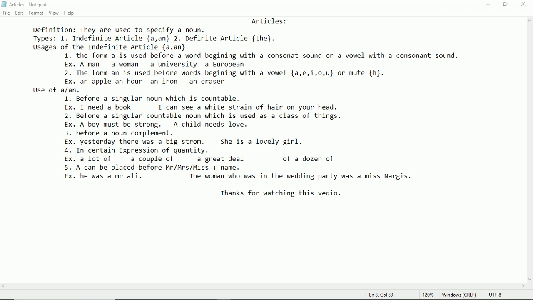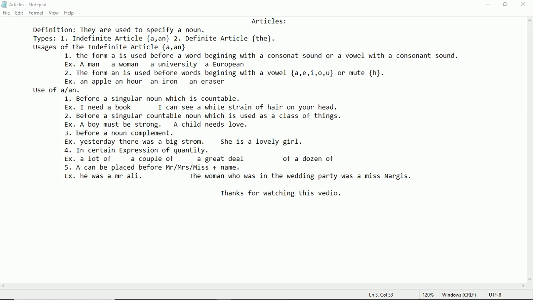Have you ever wondered why we say a book, an apple, or the sun? These tiny words may seem simple, but they are one of the most important parts of English grammar. In today's lesson, you'll learn everything you need to know about articles in a clear and easy way.